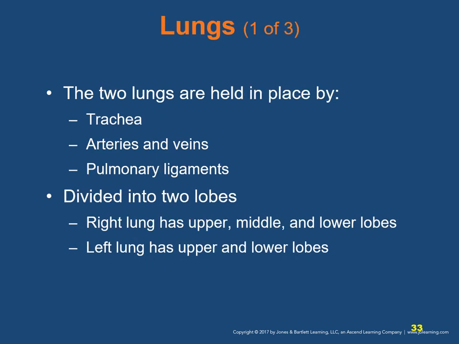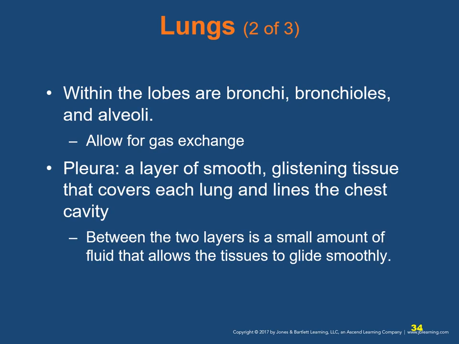The two lungs are held in place by the trachea, arteries and veins, and pulmonary ligaments. Each lung is divided into lobes. The right lung has an upper, middle, and lower lobe, and the left lung has an upper and lower lobe. Within the lobes are the bronchi and bronchioles, which end in small grape-like sacs called the alveoli. Alveoli are where gas exchange takes place between oxygen and carbon dioxide.